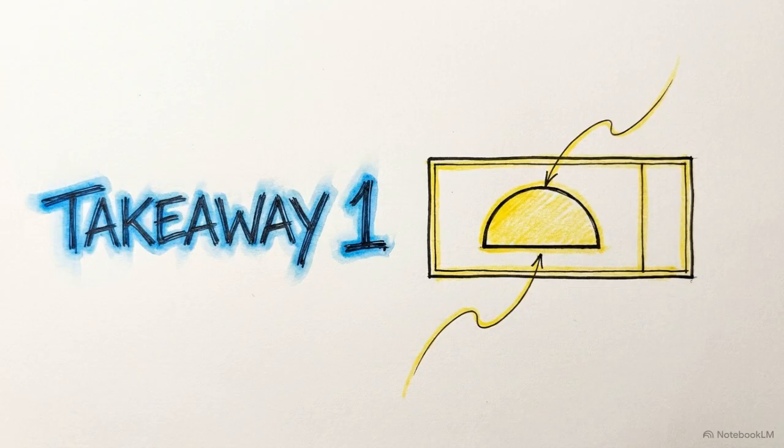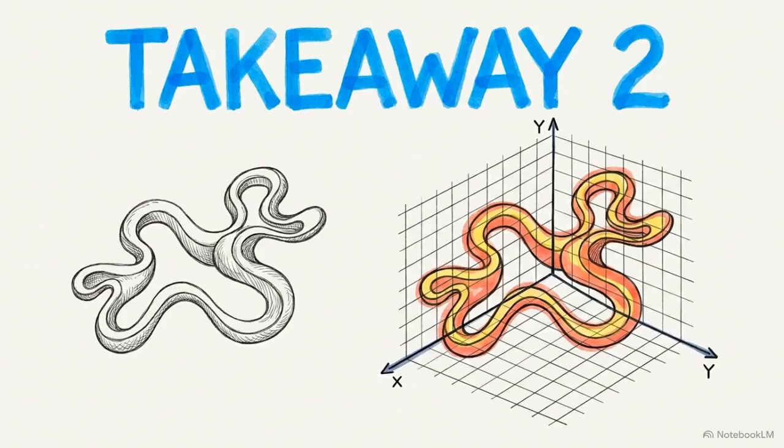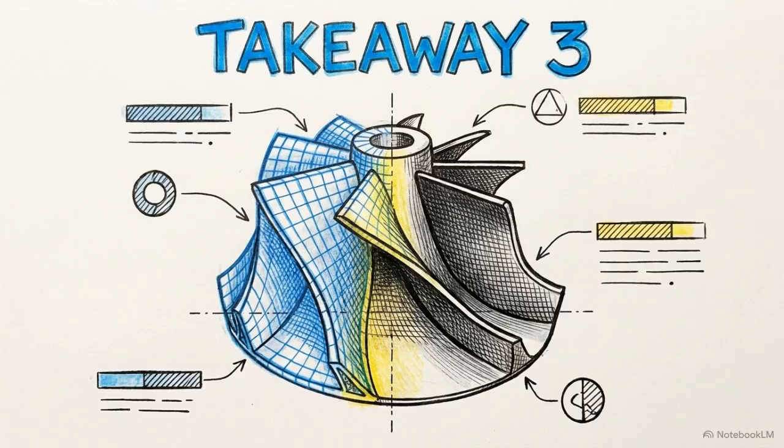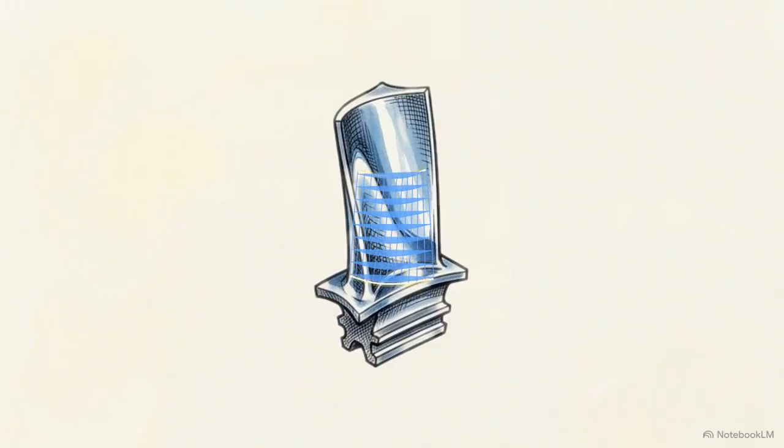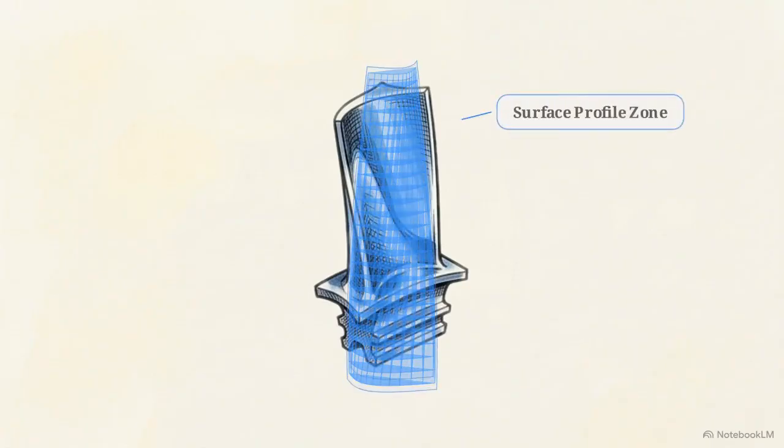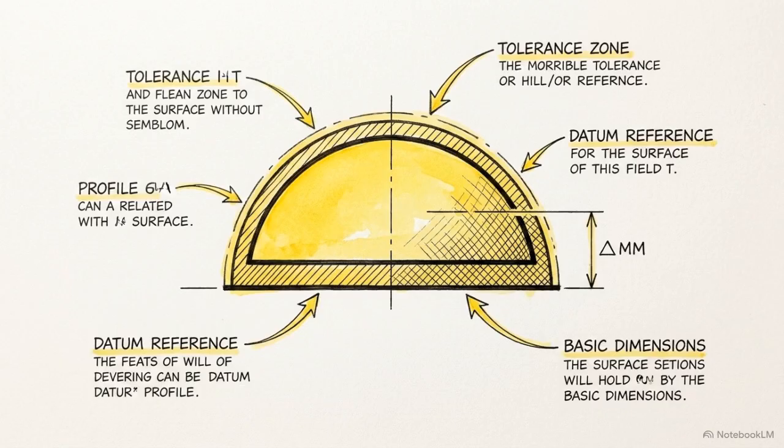To summarize, profile of a line provides the standardized method for controlling complex two-dimensional cross-sections. Without datums, it controls only form. With datums, it controls form, orientation, and location. Finally, it bridges the gap between digital CAD geometry and the variations of physical production. Mastering individual two-dimensional slices is just the foundation. Next, we scale this logic up to govern the entirety of a part's exterior, transitioning to the control of complete three-dimensional boundaries, profile of a surface.